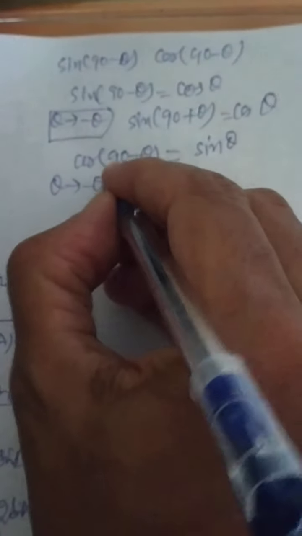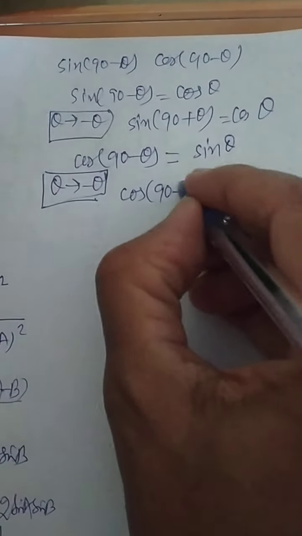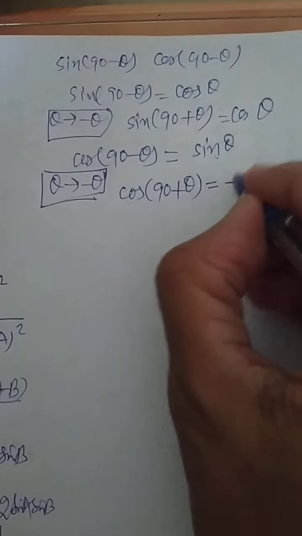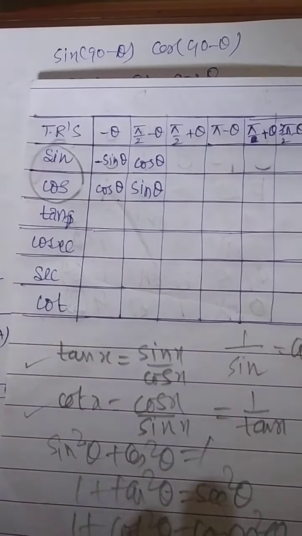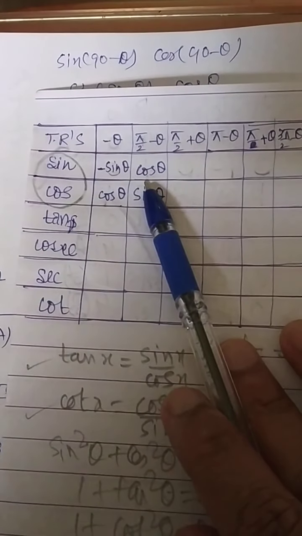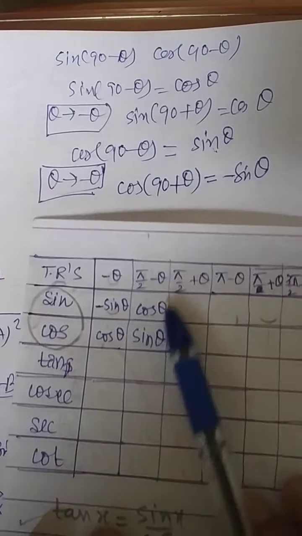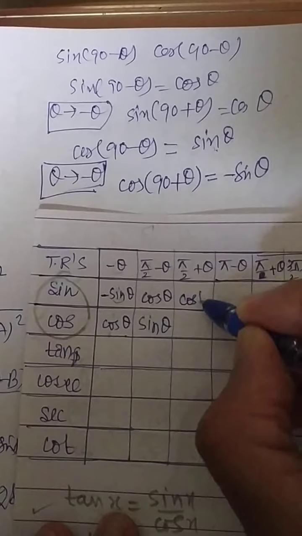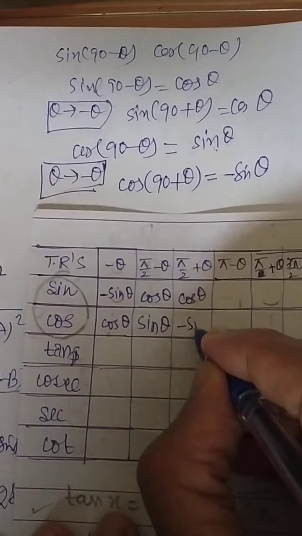Over here, if you change this, then you will get cos of 90 plus theta on the left hand side, equal to minus sin theta. So these two more remarks are this. Look here. Sin of 90 minus theta is cos theta, cos of 90 minus theta is sin theta. But now you have received two more remarks. Sin of 90 plus theta is cos theta, and cos of 90 plus theta will be minus sin theta.